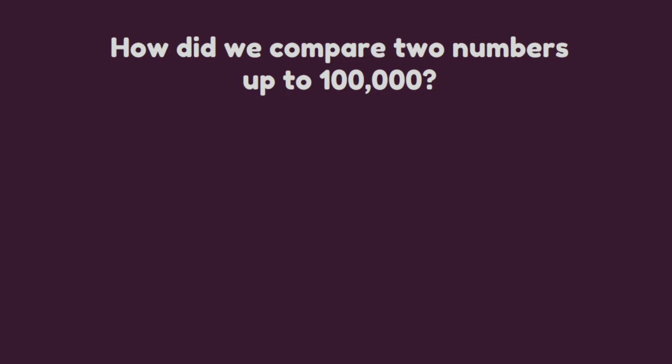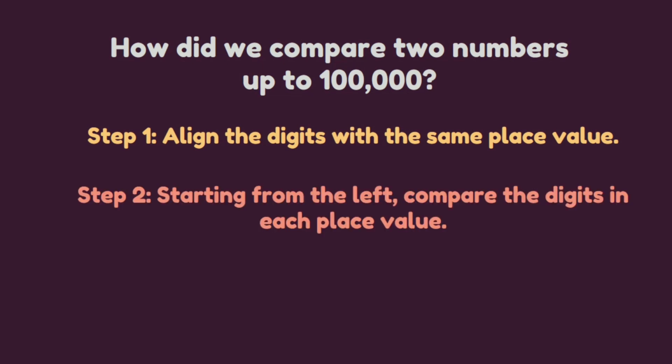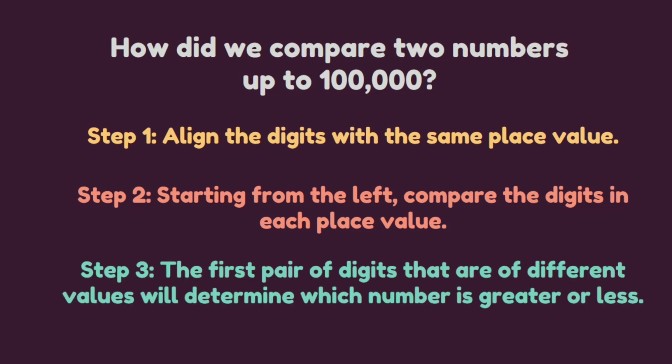How did we compare two numbers up to 100,000? Step 1. Align the digits with the same place value. Step 2. Starting from the left, compare the digits in each place value. Step 3. The first pair of digits that are of different values will determine which number is greater or less.